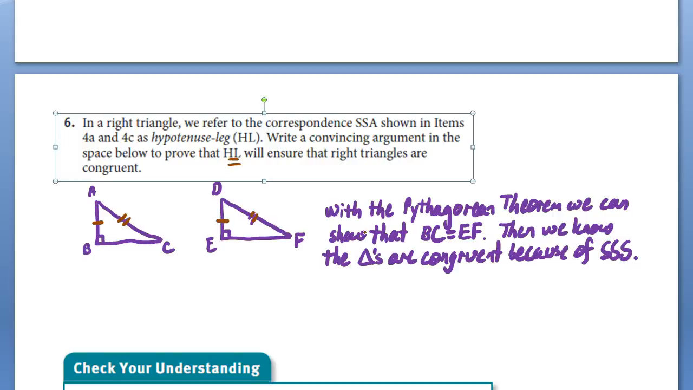So I think, as an argument of why this would work, that if we use the Pythagorean theorem, we could show that BC was equal to EF. And then we have all three sides of one triangle congruent to three sides in the other, so they are congruent by SSS. So here is my argument to prove that HL is one of the congruence criteria that works.